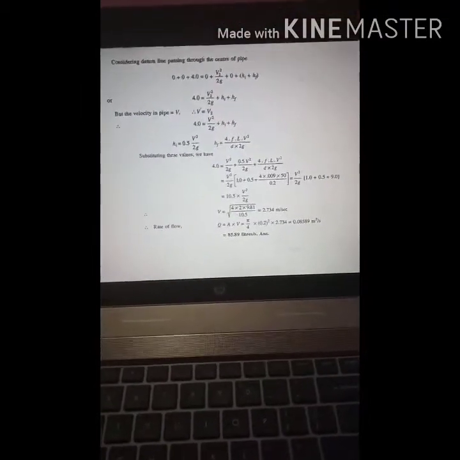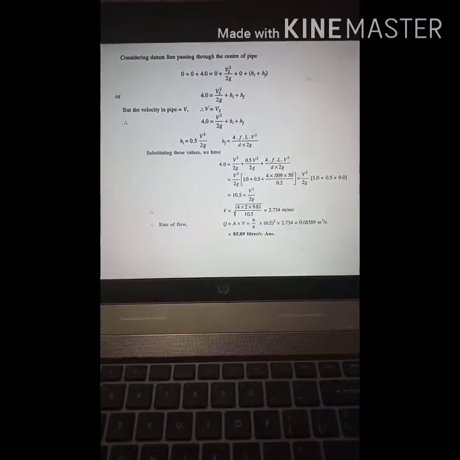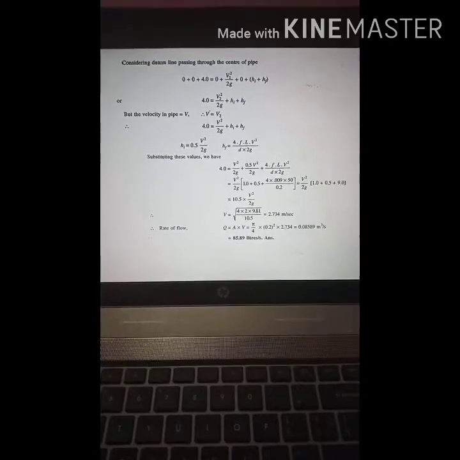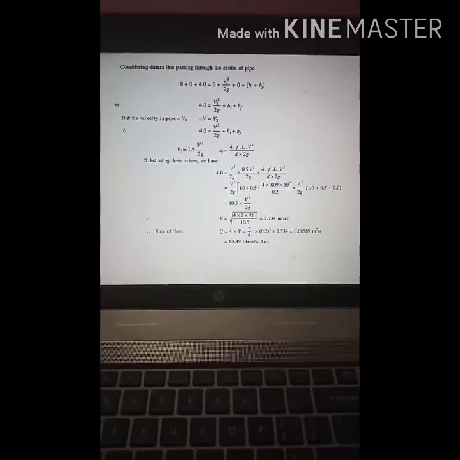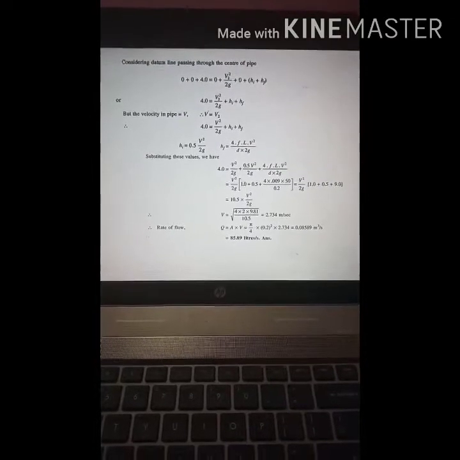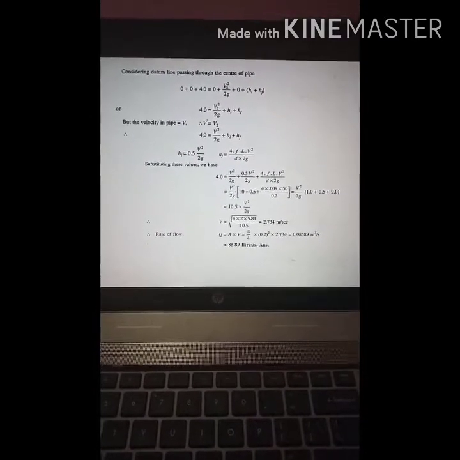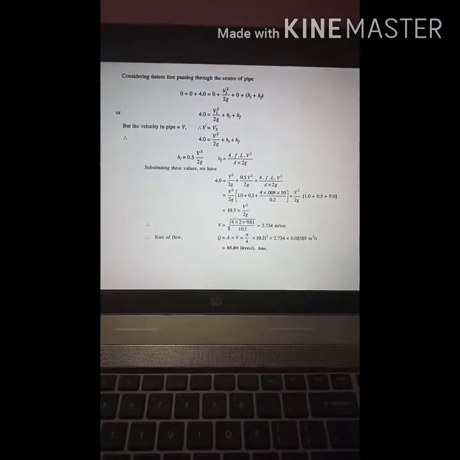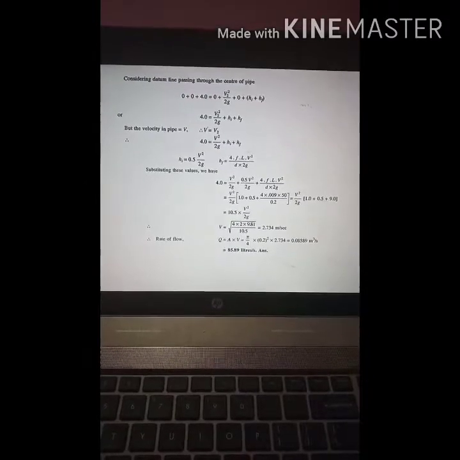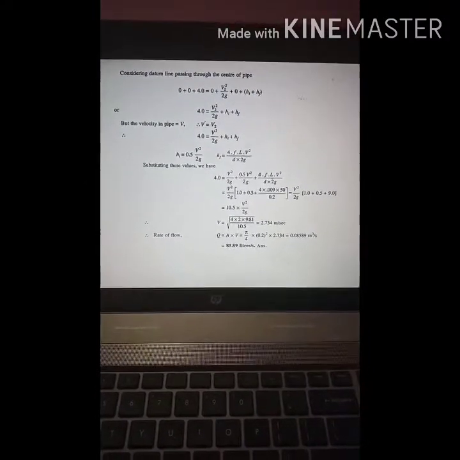So now let us see: 0 plus 0 plus 4 is equal to 0 plus V2 square by 2g plus 0 plus HI, the entrance loss, plus HF, the friction loss. So 4 is equal to V2 square by 2g plus entrance loss plus friction loss. Velocity V is taken instead of V2. So 4 is equal to V square by 2g plus HI plus HF.